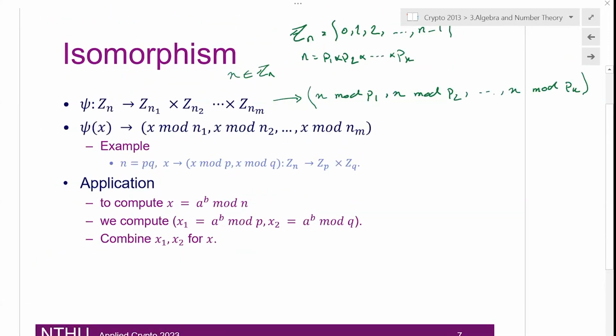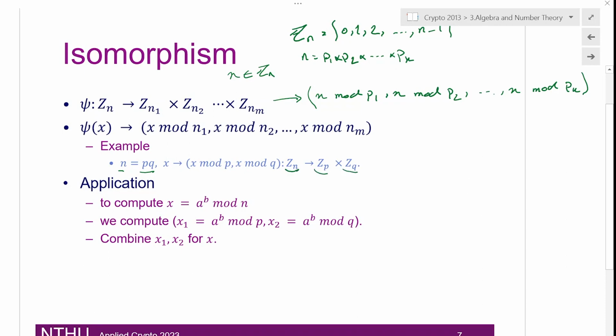Well, okay, I know you're a bit lost about why we do that. I think now it would become interesting. Suppose that my n, I can decompose it into 2 big primes, p and q. Then according to this psi function, I can rewrite any x from this Zn into x mod p and x mod q. So basically, we would take an element and map it to Zp and Zq.